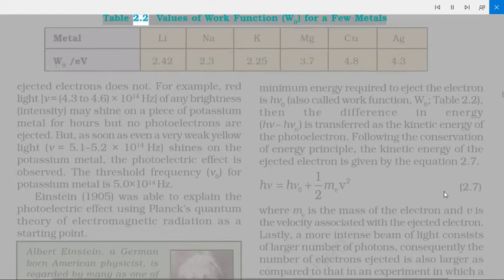Table 2.2: Values of work function W0 for a few metals.